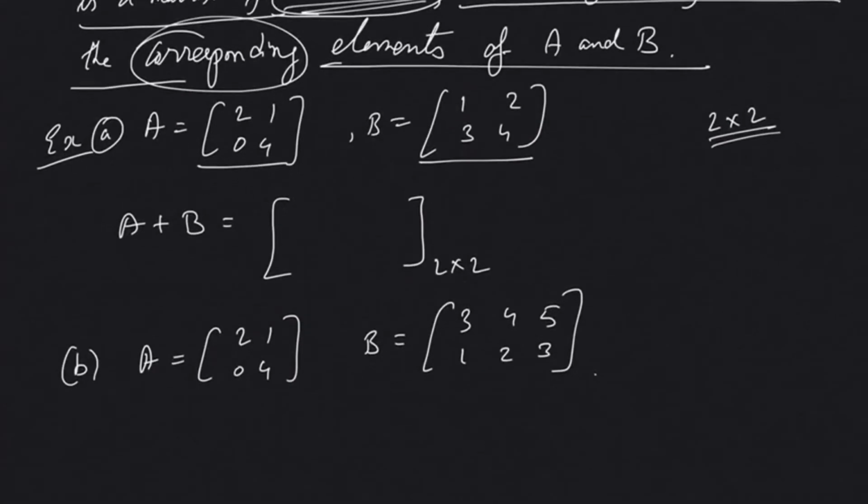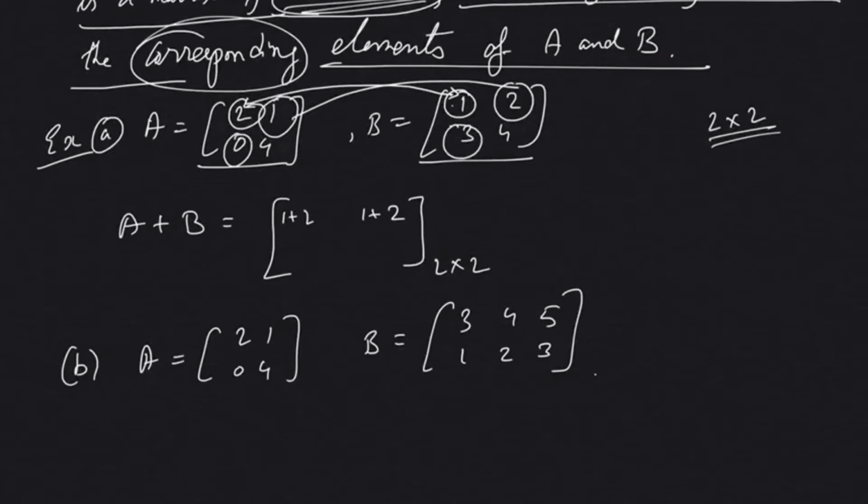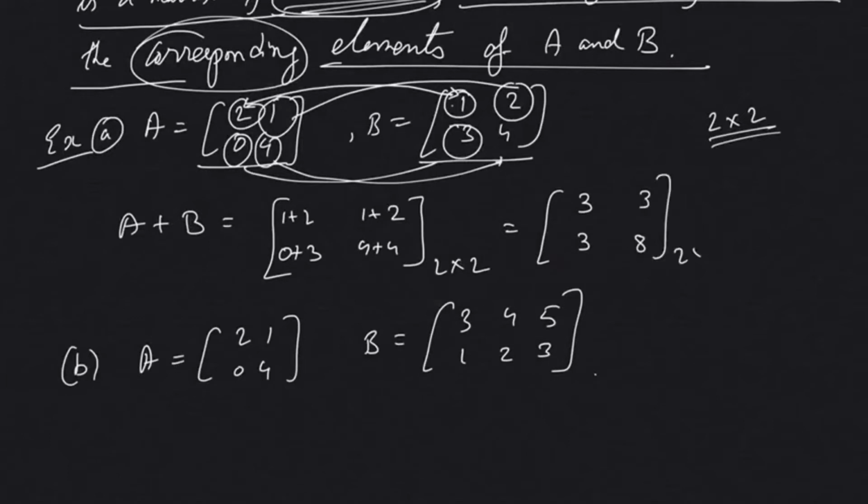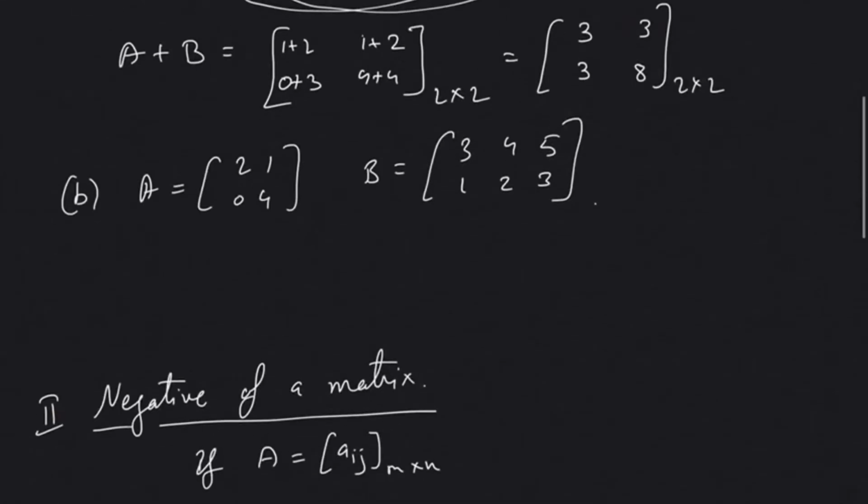Very simple. You add the corresponding elements: first row, first column with first row, first column, 1 and 2. I will write here 1 plus 2. Next, respectively, 1 plus 2, again 0 plus 3, and again 4 plus 4. So our resultant matrix will be 1 plus 2, 3, 1 plus 2, 3, 0 plus 3, 3, 4 plus 4, 8, of the order 2 by 2. So it's as simple as that.